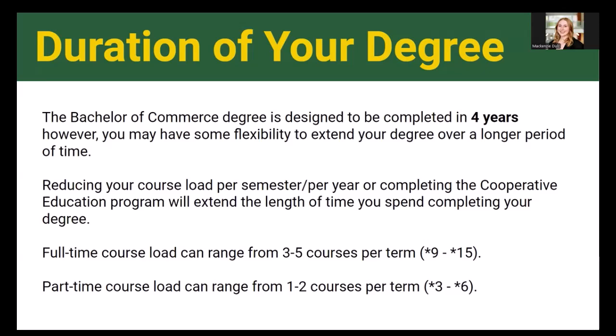A full-time course load at the U of A can range from 3 to 5 courses per term, or 9 to 15 units, or 9 to 15 credits. A part-time course load at the U of A can range from 1 to 2 courses per term, which is 3 to 6 units, or 3 to 6 credits.